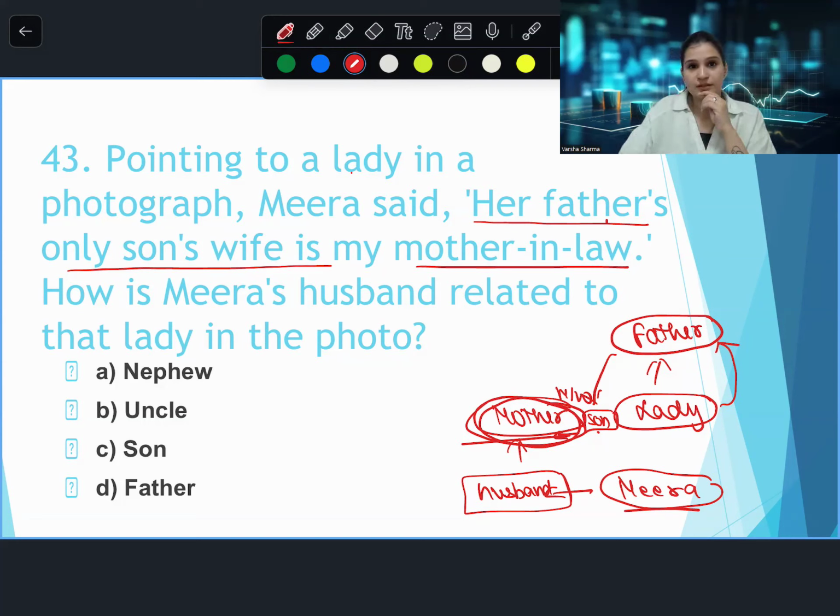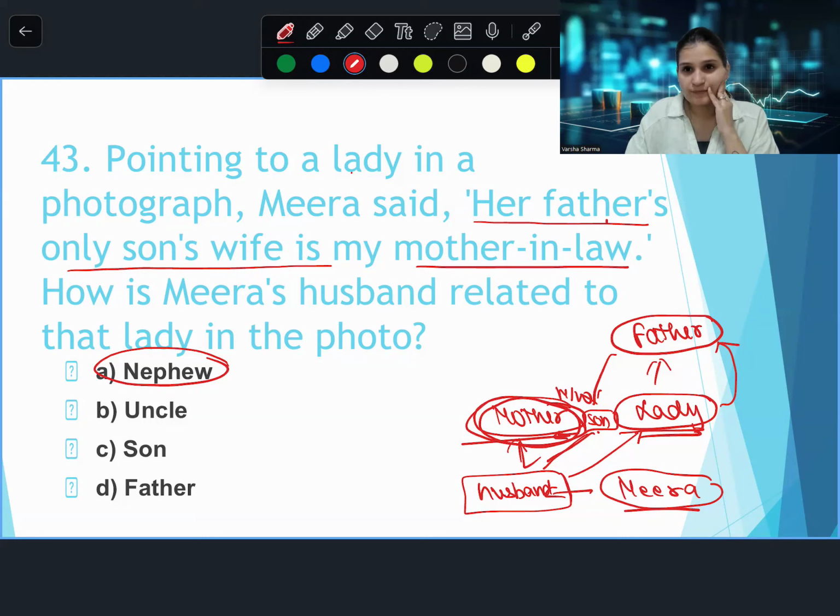Yes. Okay. How is Meera's husband related to that lady in the photo? How are they related? Nephew, ma'am. Very good. Nephew. They are the parents and she is the sister of the father. So she's an aunt. So the husband will be the nephew.